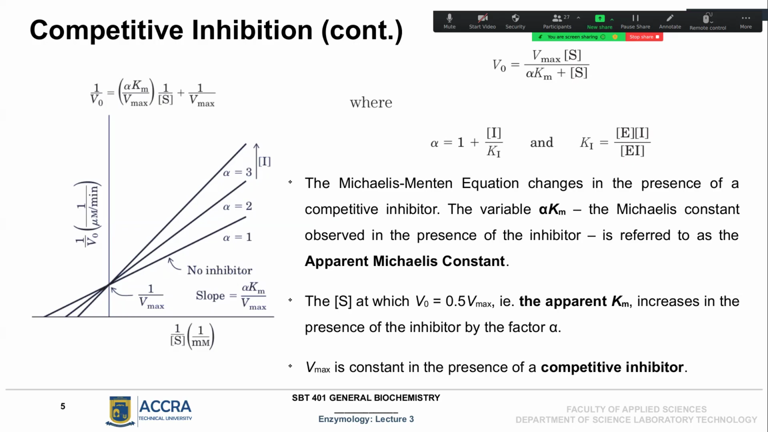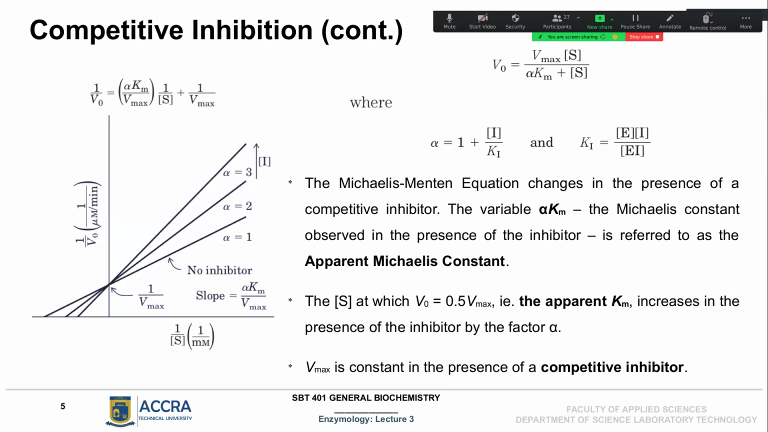How about the apparent Michaelis-Menten constant? You remember that the Michaelis-Menten constant is the concentration of the substrate at which half of the maximum rate of reaction is attained. The concentration of the substrate at which half of the maximum rate of reaction is attained is what we saw earlier as the Michaelis-Menten constant.